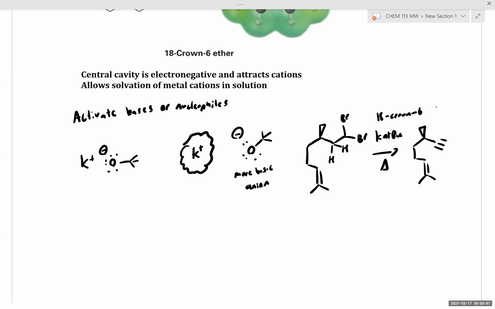Does everyone understand the potential use of crown ethers and their role in reactions? They're really good at coordinating and sequestering cations. Any other questions on this topic? Okay.